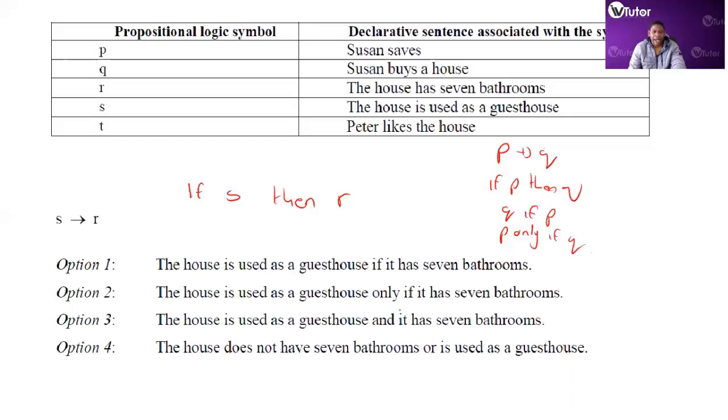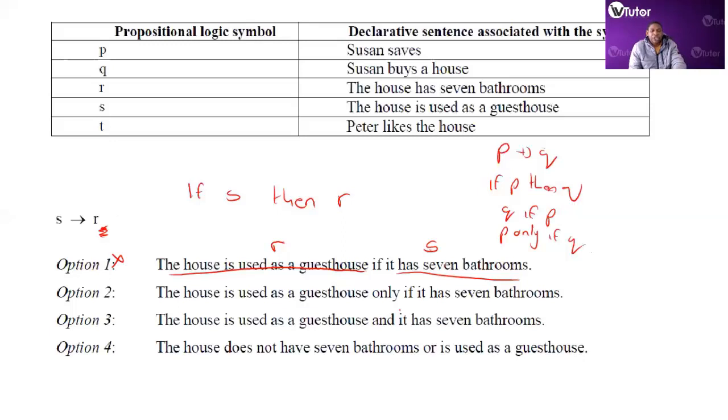So what is our R? R is the house has 7 bathrooms. This is S. And then this is R. Yes, that's correct. So if it is 7 bathrooms, then it is used as a guest house. R is the house has 7 bathrooms, S is the house is used as a guest house. So this is not the correct interpretation.